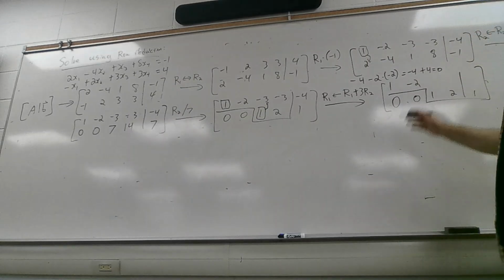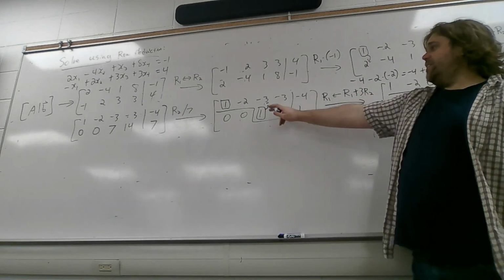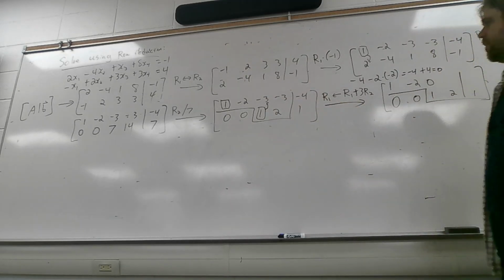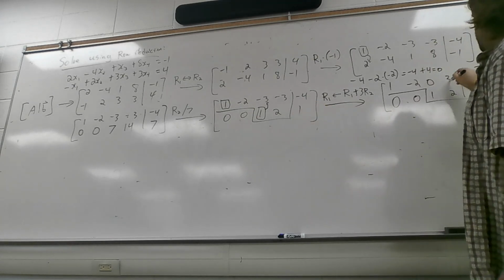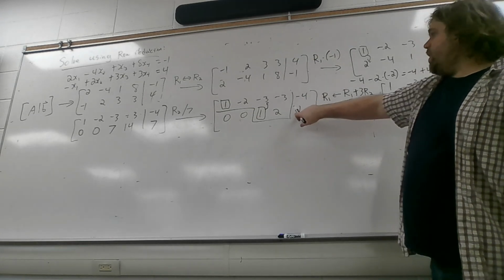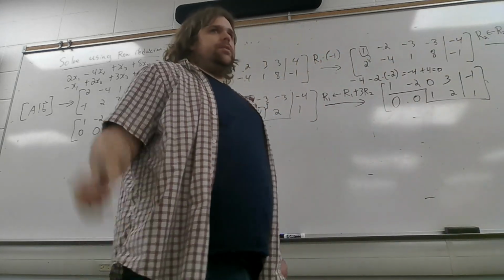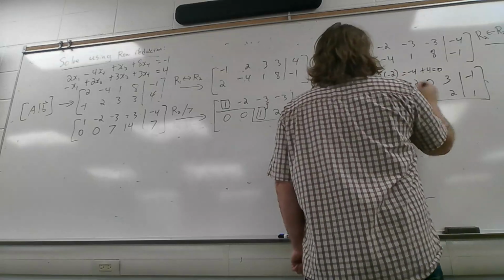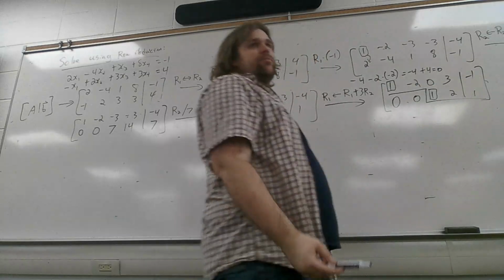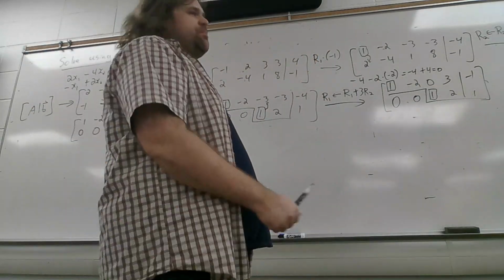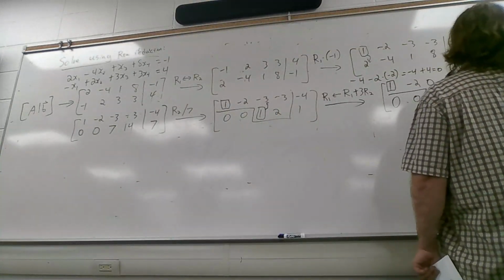That. So we turn that into a 0 on purpose, right? 3 times 1 added to -3 gives us 0. 3 times 2, which is 6, added to -3 gives us 3. 3 times 1 added to -4 gives us -1. See? So now we got our nice leading 1s. Below it, a 0. Above it, a 0. Good shape, right? This is what we want. So this is that RREF.